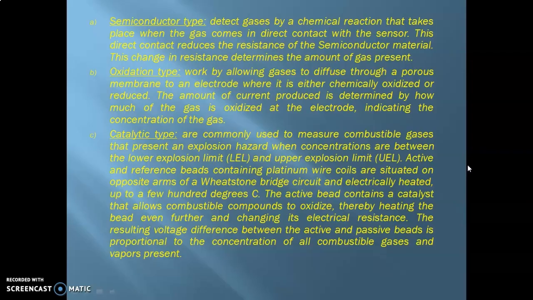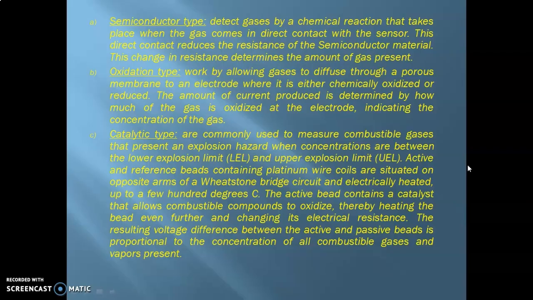Now, B, oxidation type of gas detectors. Now, these type of gas detectors work by allowing the gases to pass through a porous membrane and then come in contact with an electrode that is present within the gas detector. Now, when these gases get in touch with the electrode inside the gas detector, this causes these gases to get chemically oxidized or reduced. Now, due to this oxidization or reduction, there is a certain amount of current that is produced.